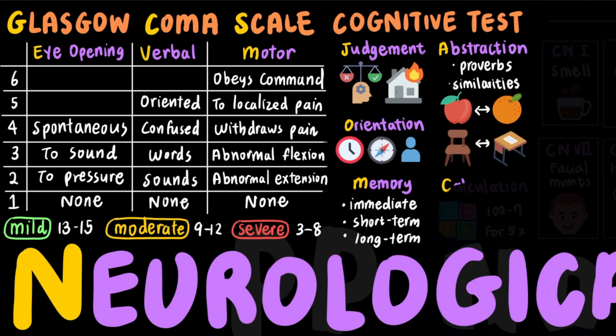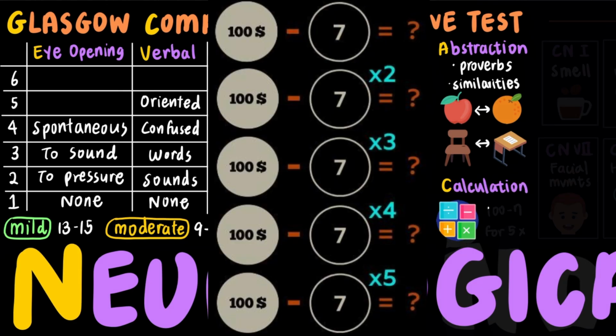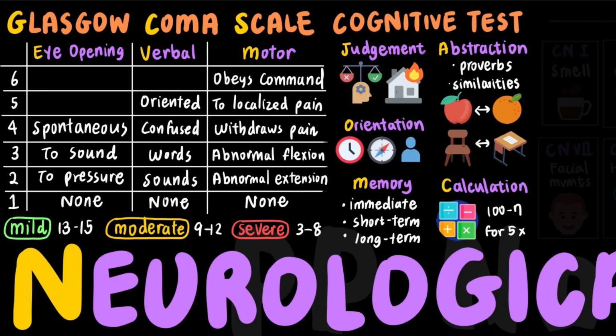Finally, the C is for calculation. A simple way to test this is to ask the patient to subtract serial sevens from 100. Serial subtraction not only evaluates calculation skills, but it also gives us important information about the patient's concentration and attention span. Altogether, JOMAC gives us a quick and structured way to evaluate higher cortical functions and detect early cognitive impairment.